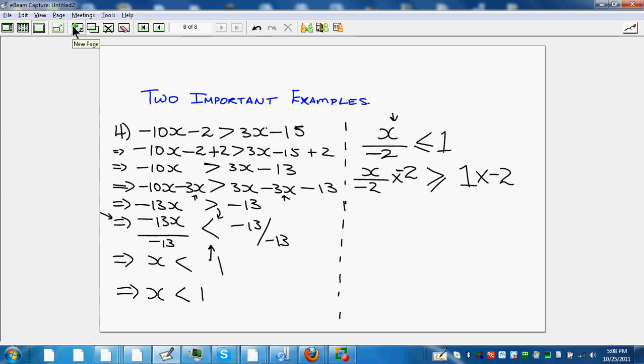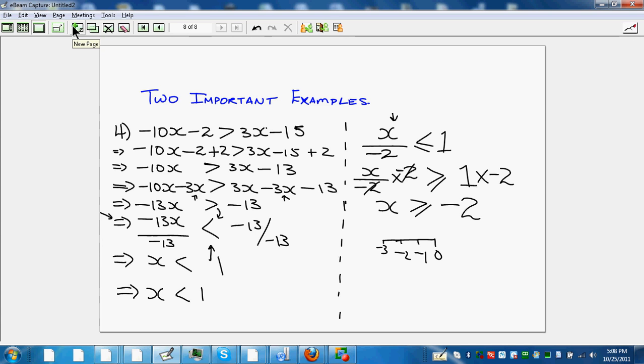So instead of less than or equal to 1, it becomes greater than or equal to 1 by minus 2. So what in effect happens is that you get x is greater than or equal to minus 2. And if we had, in this case, to represent that on a number line, what we would do is pick up the 0 position, minus 1, minus 2, minus 3, and so on.